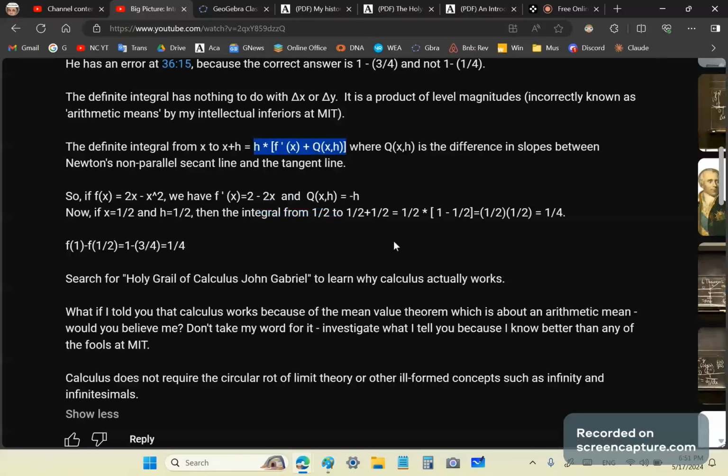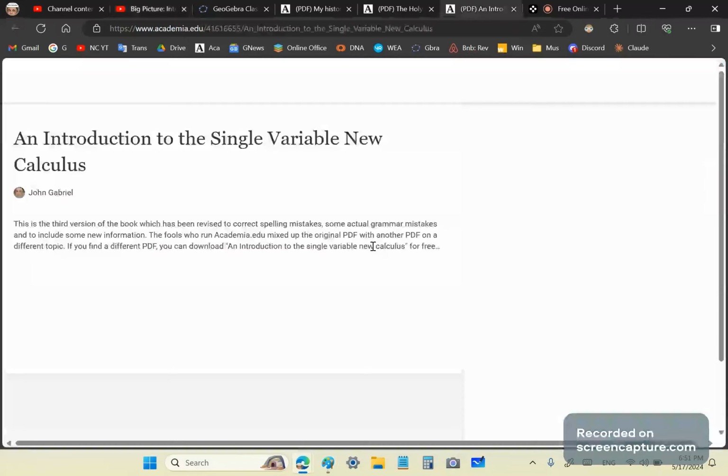So q of xh, as I've explained in past videos, is the slope difference between Newton's non-parallel secant line and the tangent line. Of course, Newton didn't know what he was doing, otherwise he would have discovered the new calculus. Okay, the new calculus uses a parallel secant line.